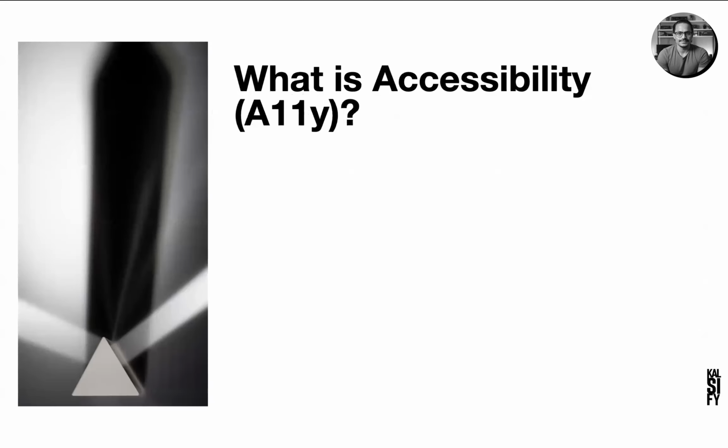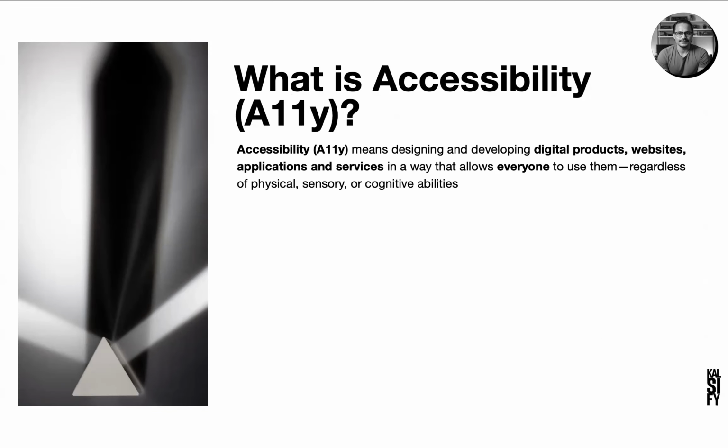So, what is accessibility? Let's define that first. Accessibility means designing and developing digital products, websites, applications, and services in a way that allows everyone to use them, regardless of physical, sensory, or cognitive abilities. Think of it like this: if someone can't use your product because of how it's designed, then it's not fully designed. So here's the thing: accessibility isn't just for people with permanent disabilities, it actually helps a whole lot of us, more often than we realize.